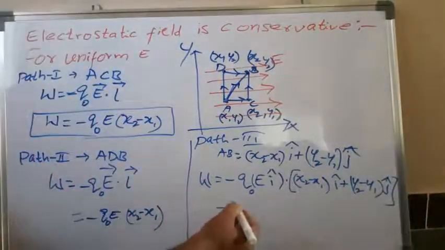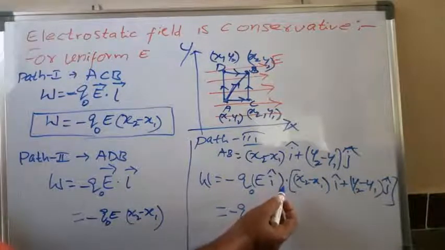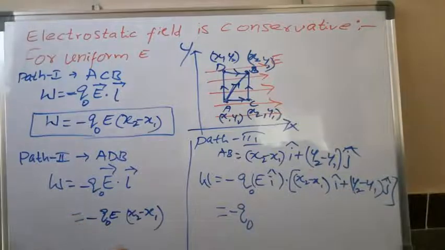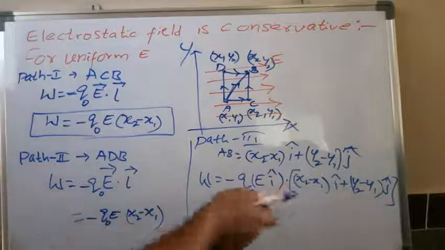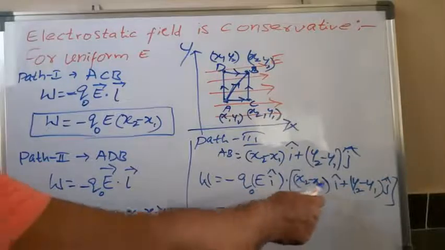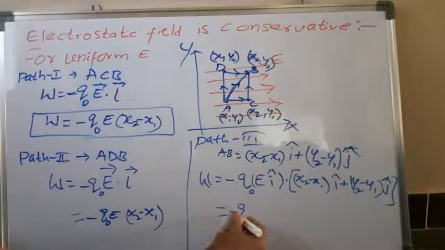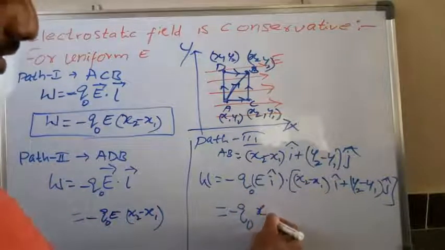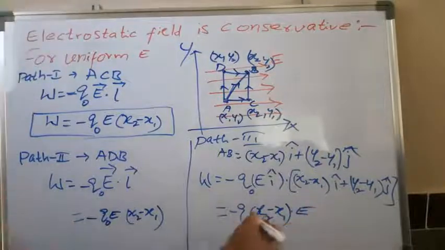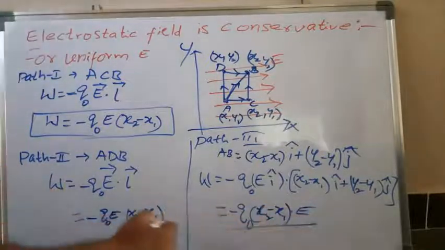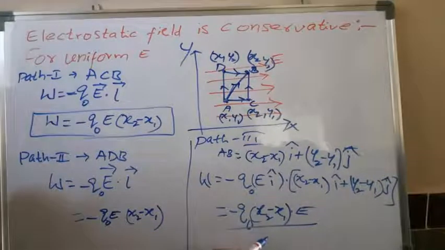Here again, if you observe, minus Q naught is constant, E i cap dot product with this displacement vector of AB. Here i cap dot i cap is 1. i cap dot j cap is 0. So this term vanishes. What we get? Minus Q naught x2 minus x1 times E. Again the same as for path 1 and path 2.